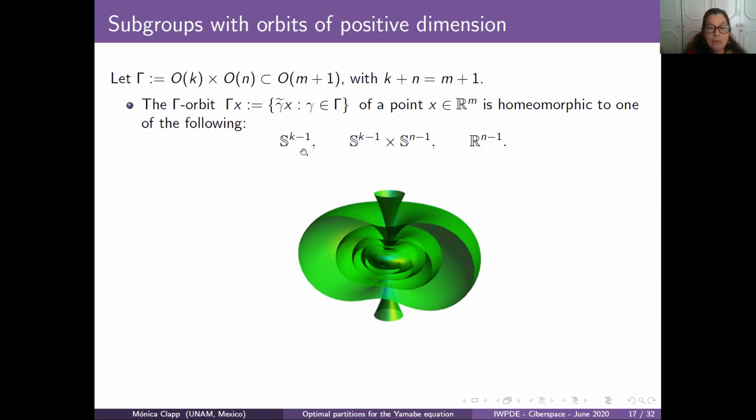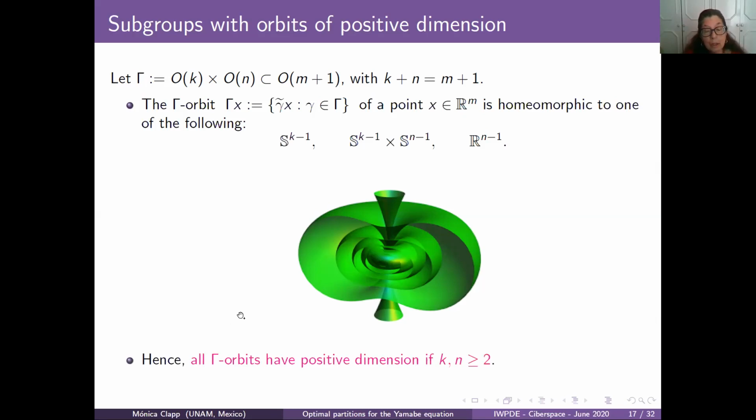So what are the orbits? Well, the orbits are either a sphere of dimension k-1, or a copy of R^{n-1}, or a product of a sphere S^{k-1} times a sphere of dimension n-1. Here is a picture in dimension 3. If m is equal to 3, then I take k and n to be equal to 2. With k equal to 2, you have a circle, which is just the unit circle sitting in the xy plane in R^3. With n equal to 2, you have a copy of the real line, which is just the z-axis. And the other orbits are S^1 times S^1, so they are tori. This is a picture of the orbits, which are not linear, I mean they are conformal, in R^3.